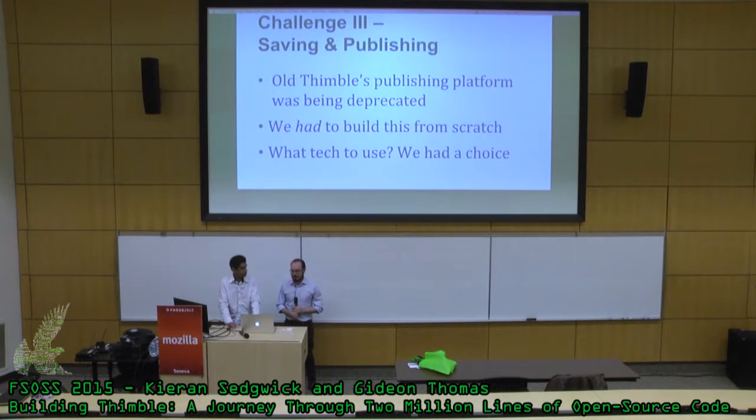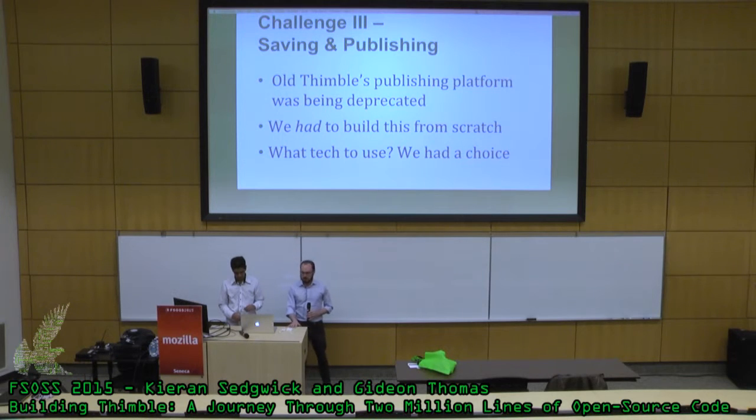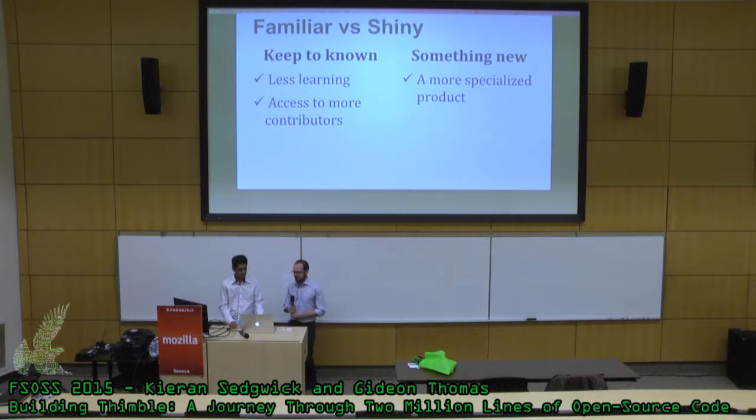So we're getting there. And now we had to face the third challenge, which was to add those publishing features back in. So old Thimble had a publishing solution, but that publishing solution was being deprecated, along with the rest of the WebMaker suite. So this was something we had to rebuild. And that meant we had a choice about what tech we wanted to use. And when we built it, we knew that this would involve teaching Thimble how to use this new service.